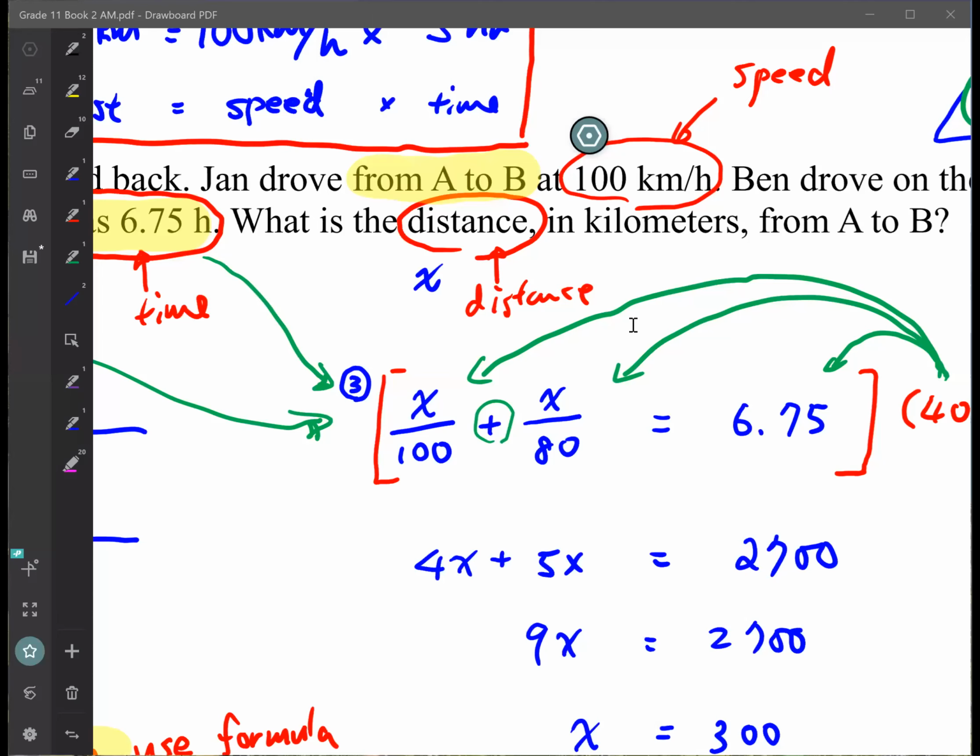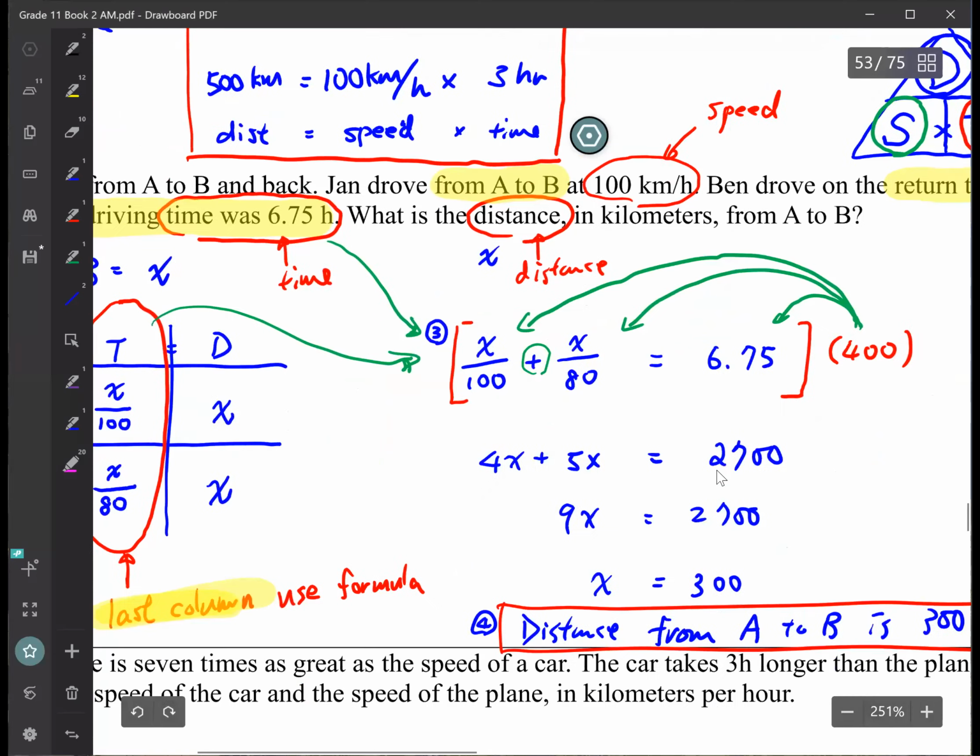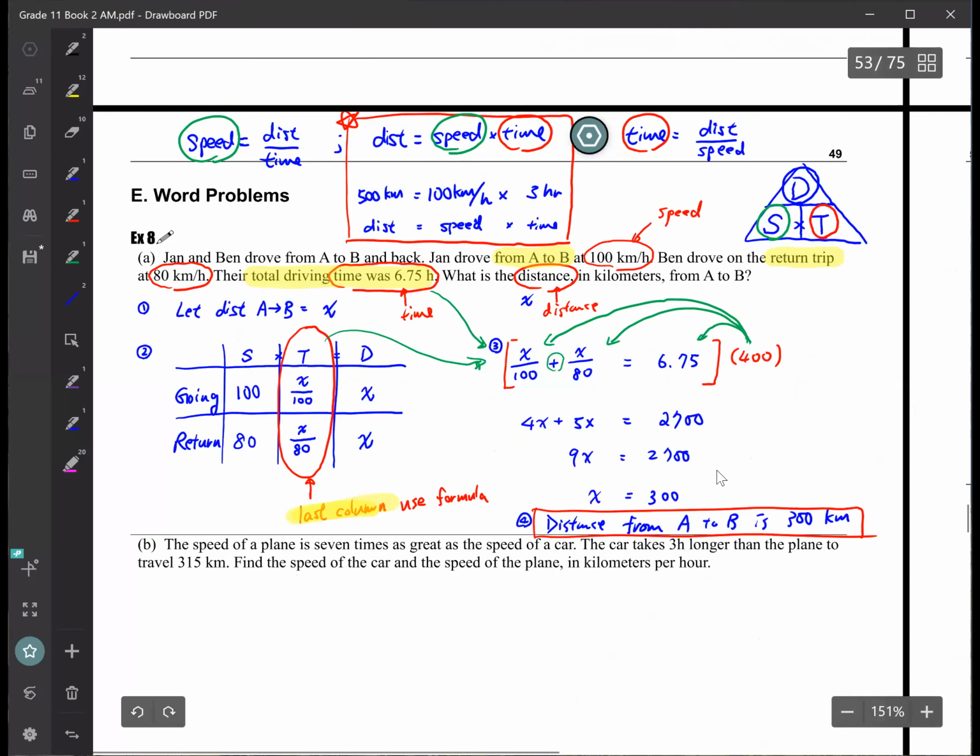Okay, so once you set up the equation, last step, you have to state a simple sentence. In the homework, some of you did not do the last step. Because it's a word problem, you have to show that you understand what you are trying to answer, just a simple sentence. So let's start with question B.